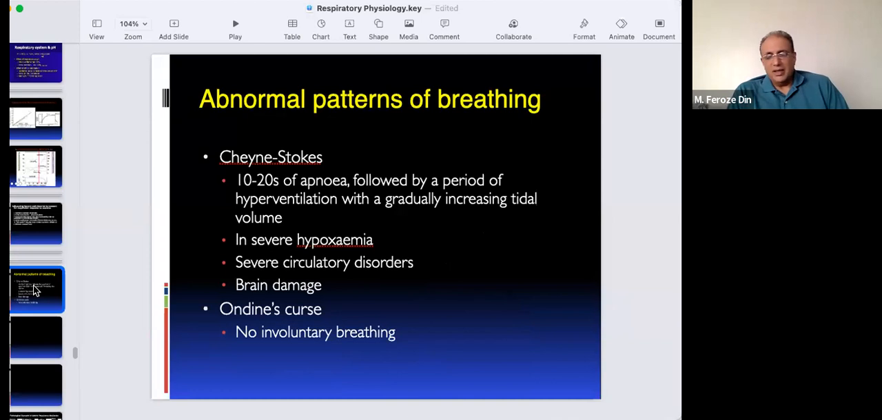Earlier on, I had mentioned that, for example, in diabetic ketoacidosis, because of the acidotic state of the body, the patient may have hyperventilation, which has a name. In fact, it's called Kussmaul's breathing. And this is because of a primary acidosis in the body.